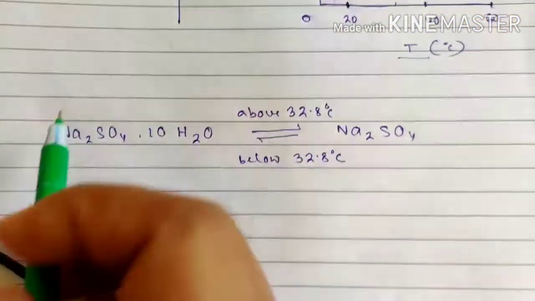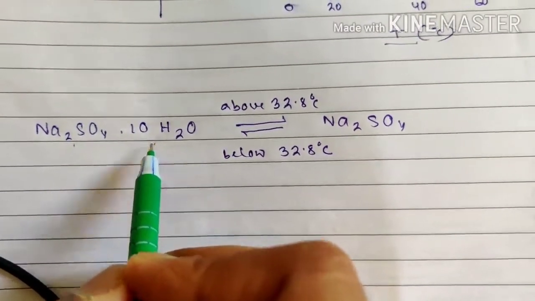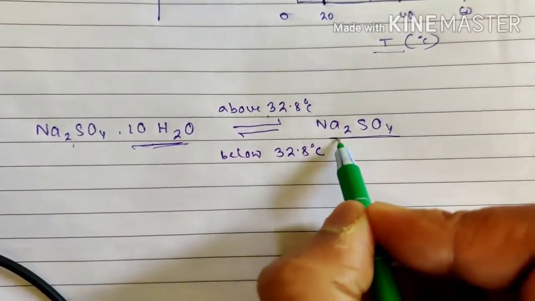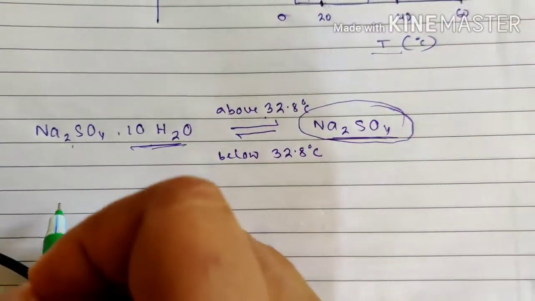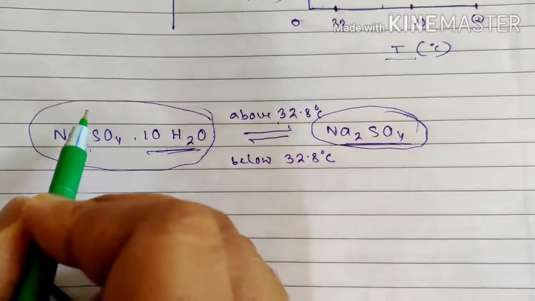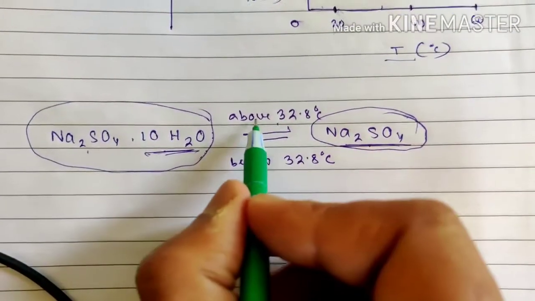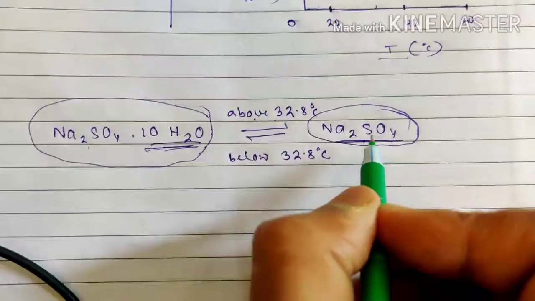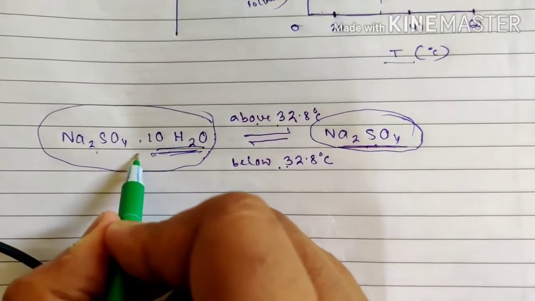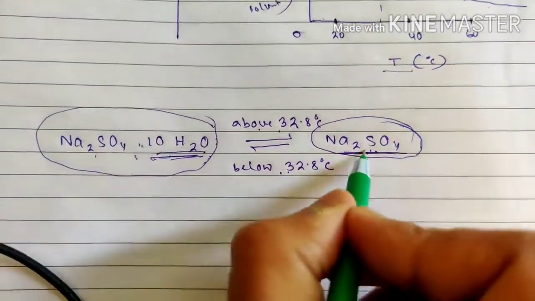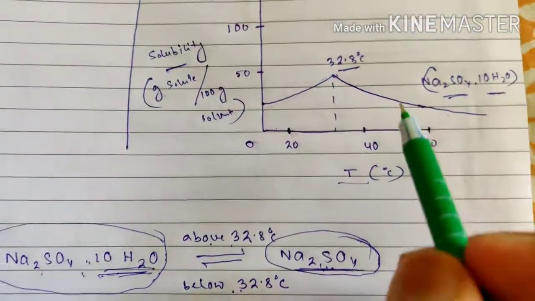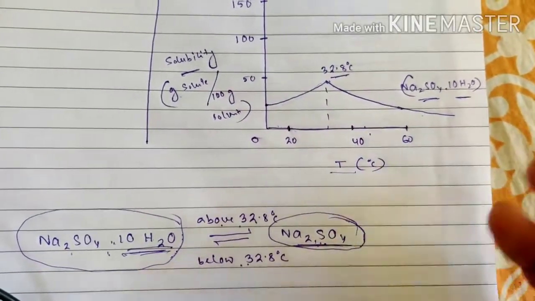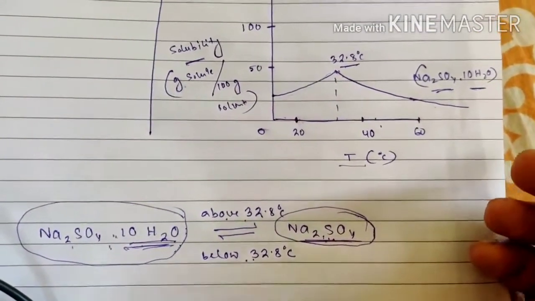The reason is this one, already written: sodium sulfate with 10 molecules of water, above 32.8 degrees Celsius, actually breaks down. So it becomes anhydrous sodium sulfate. And the behavior of anhydrous sodium sulfate and the hydrated one is completely different. So they are in an equilibrium. Above 32.8 degrees Celsius, the water molecules go away, so it behaves like a different compound altogether. And below 32.8 degrees Celsius, it exists as a hydrated salt. So the behavior of these two components is not the same. That is why their solubility is also not the same. So some hydrated salts can behave this way because of their hydrated and anhydrous forms, which remain in equilibrium depending on the temperature.